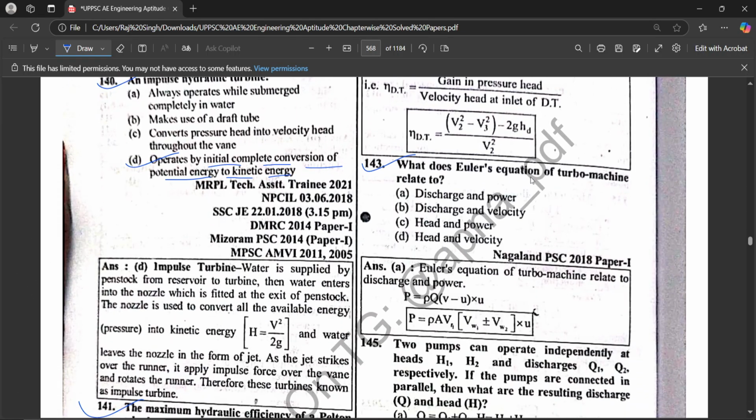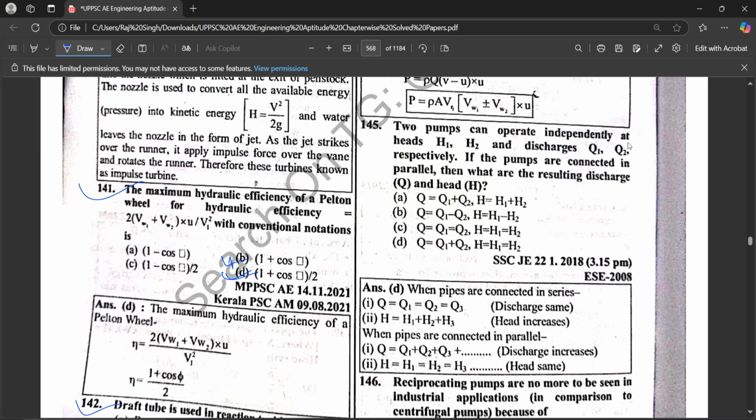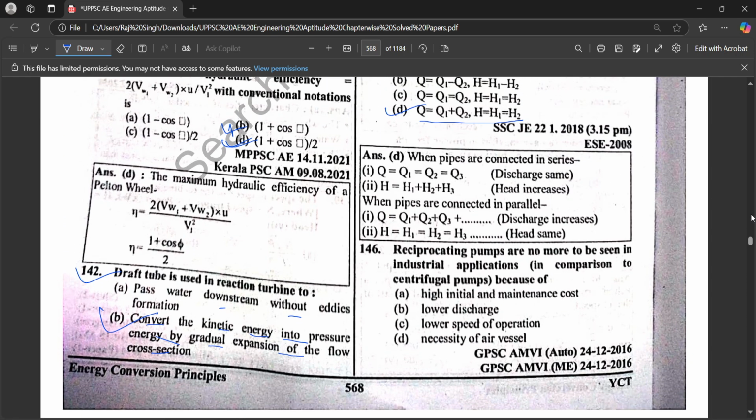What does Euler's equation of turbomachine relate to, with discharge and power? Two pumps can operate independently at heads H1, H2 and discharges Q1, Q2 respectively. If the pumps are connected in parallel, then what are the resulting discharge Q and head? Which is Q equal to Q1 plus Q2, and H equal to H1 equal to H2.